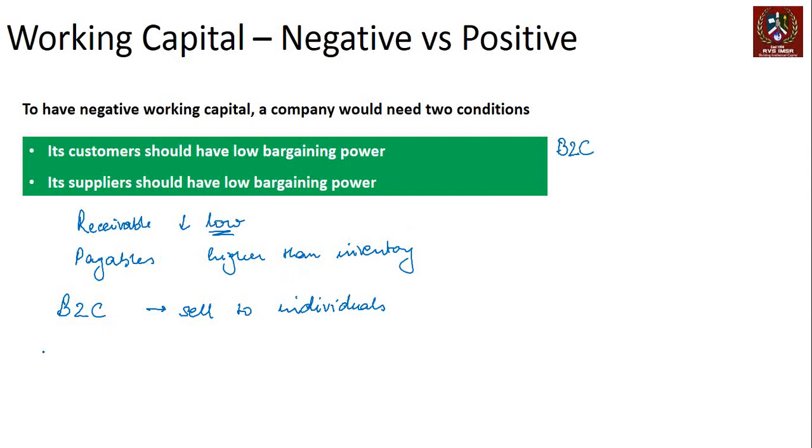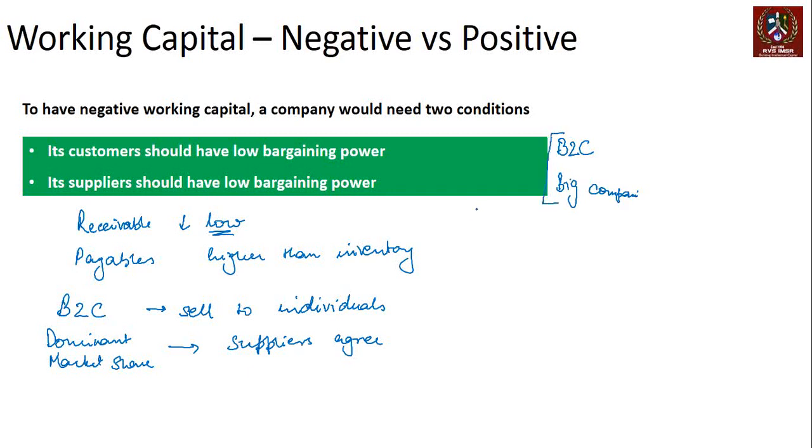And the second thing you will see is that these are all companies with dominant market share in their industries. If they have dominant market shares, the suppliers listen to them. The suppliers agree to the terms that have been set. So these are all big companies where suppliers have less bargaining power in the equation. So essentially, if you have a B2C company and you have a big company, then logically the company's working capital could turn negative.